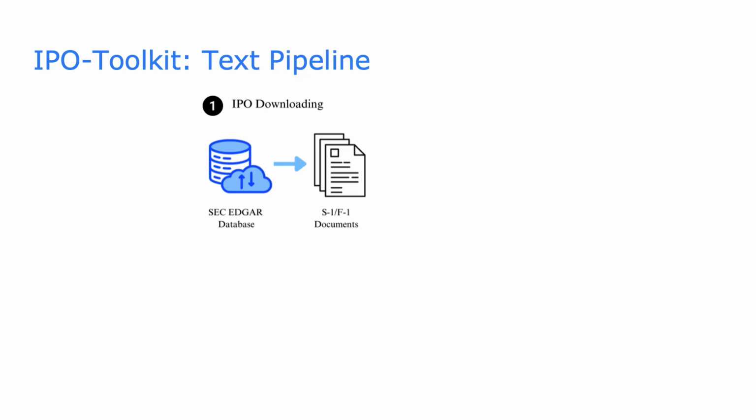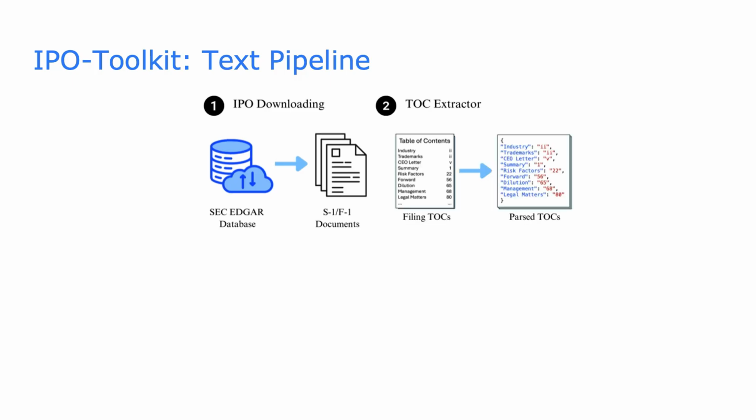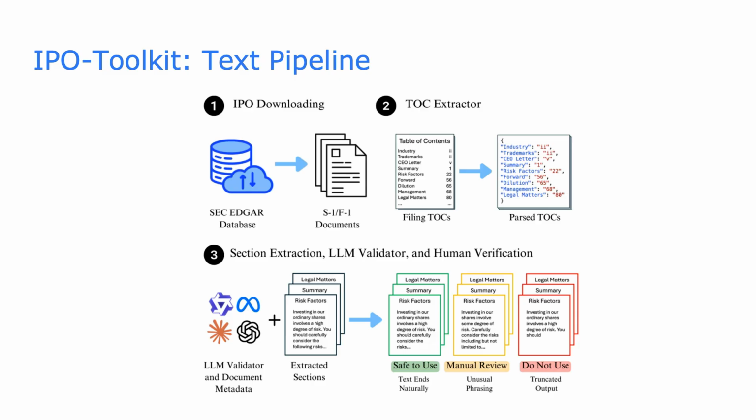Stage 1 downloads filings from SEC Edgar. Stage 2 extracts the issuer-provided table of contents to identify section names and page numbers. Stage 3 extracts the sections. It then validates section extraction using deterministic checks and an LLM validator, followed by targeted human review.